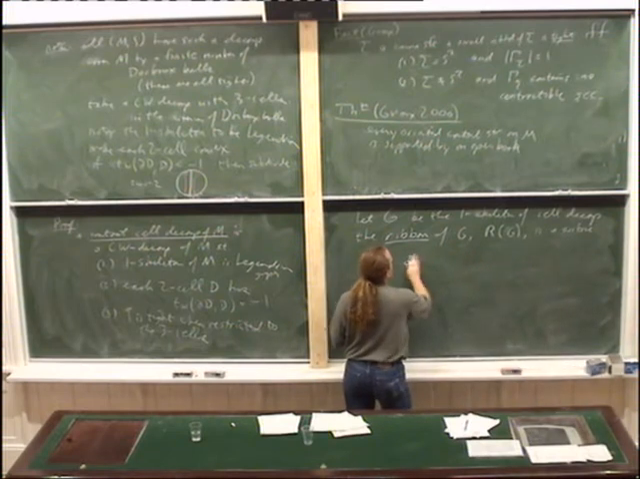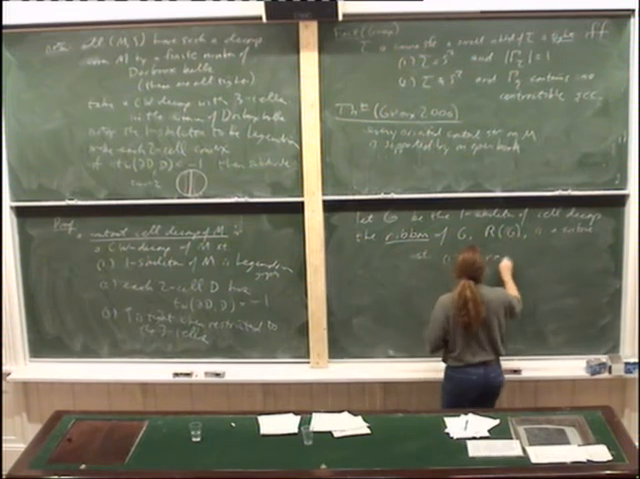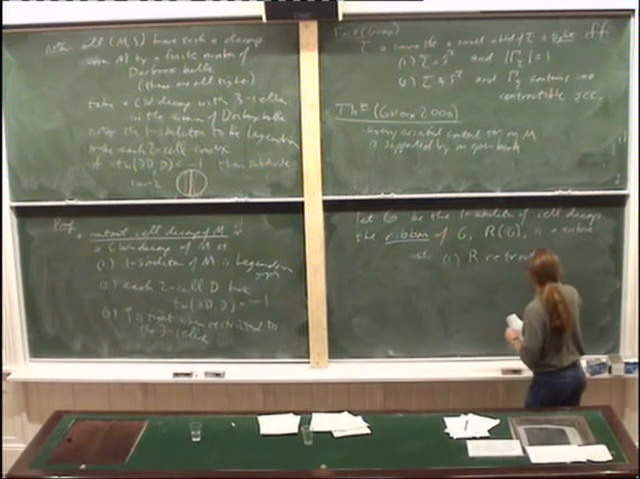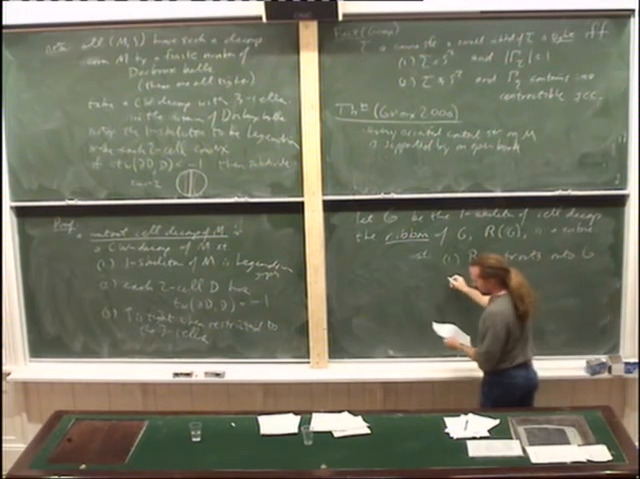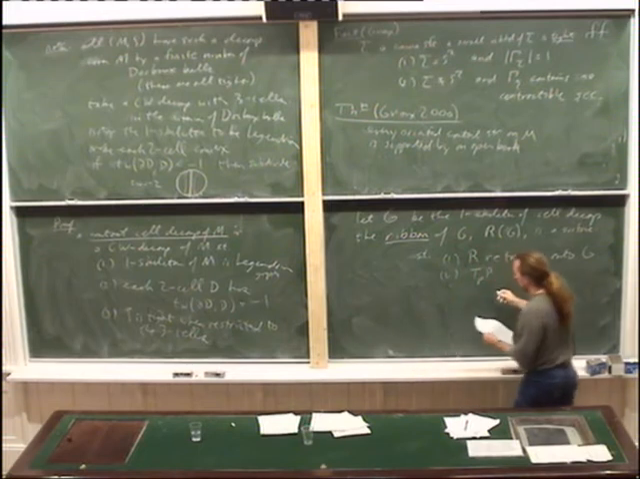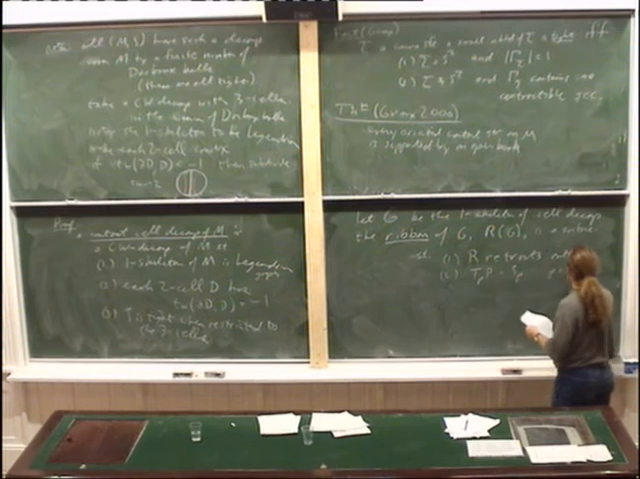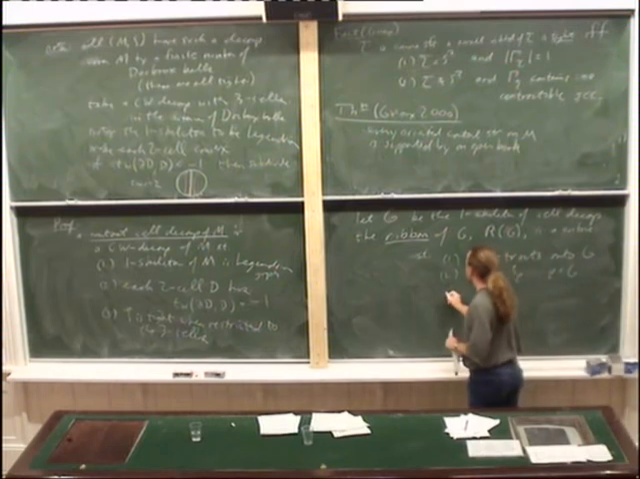such that 1, R retracts onto G. 2, the tangent plane to R is equal to the contact planes at points p in G. So along the graph, R is tangent to the contact planes. And finally 3, away from it, they don't agree.